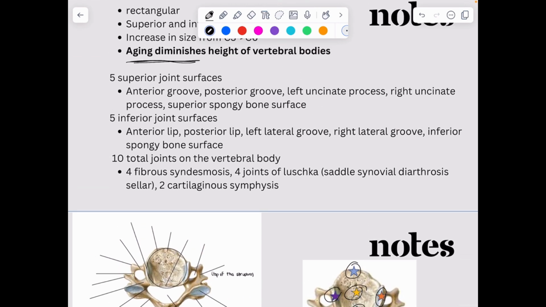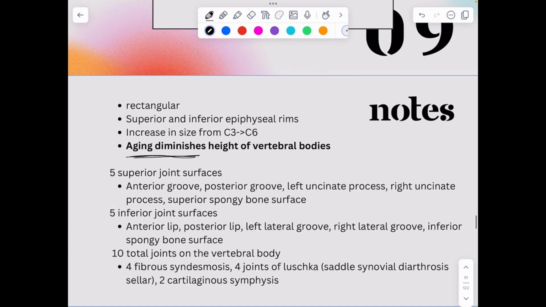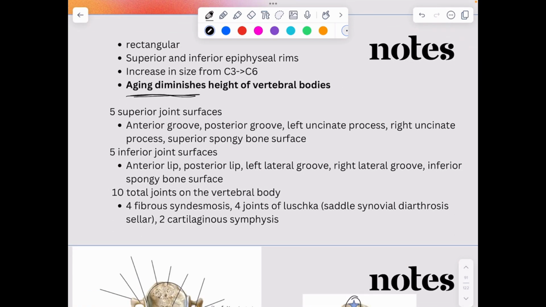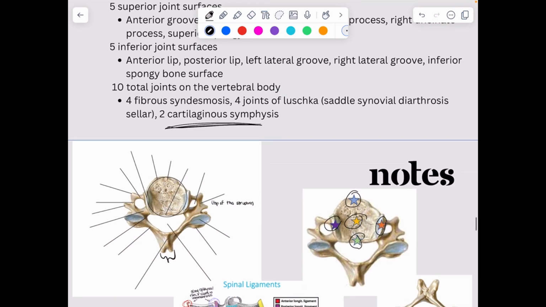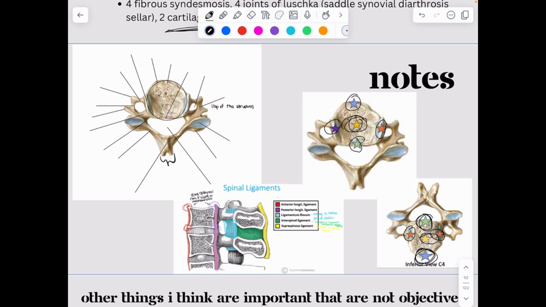Lateral grooves, and then the spongy bone right in the middle. So that is a total of 10 joints on the vertebral body. There's 4 fibrous syndesmosis, so that's going to be where our ALL and PLL are attaching. And then there's 4 joints of Luschka, 1 on each side, 2 on the top, 2 on the bottom. And then there's 2 cartilaginous symphysis joints. Don't forget those. Remember, those are the intervertebral discs right in the middle.